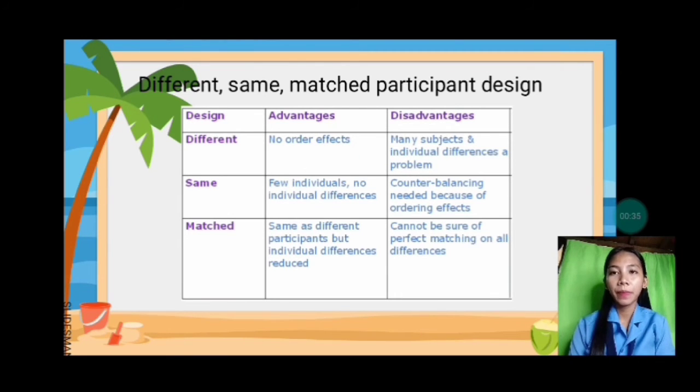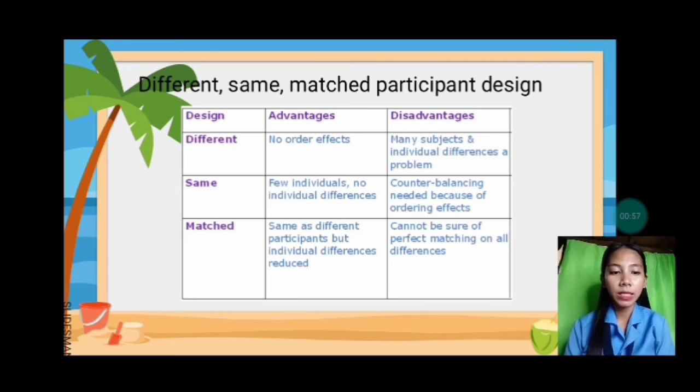Different, same, and matched participant designs. In the different participant design, a single group of participants is allocated randomly to each experimental condition so that different participants perform in different conditions. Another term used for this experimental design is between subjects.